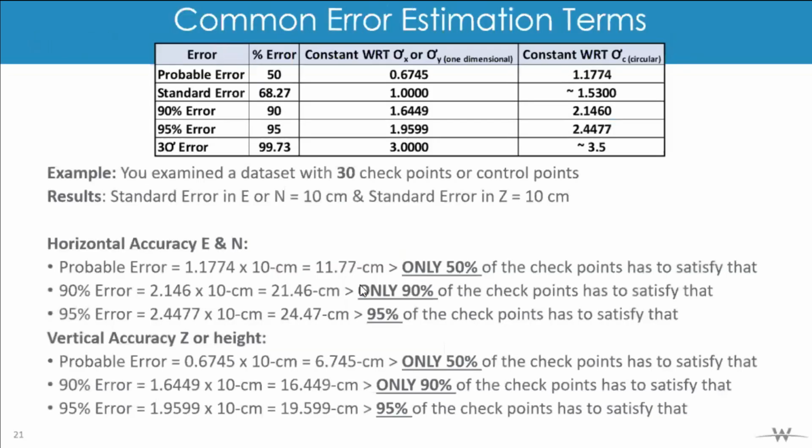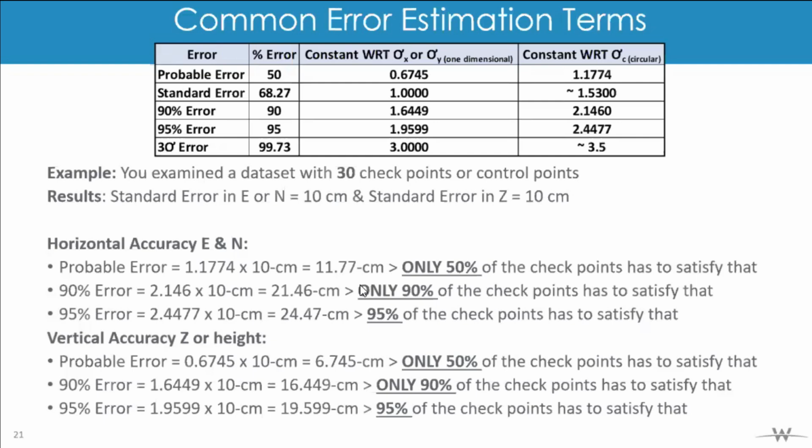So the common error estimation terms, you are familiar with from high school or college, I'm sure you took some statistics: most probable value, standard error, 90% error, 95% error, and 3 sigma, and in surveying, for example, blunder rejection. Those are just different ways to represent the same accuracy using different confidence levels. And that's the reason why the factor is 2.147 times the standard error, for example.